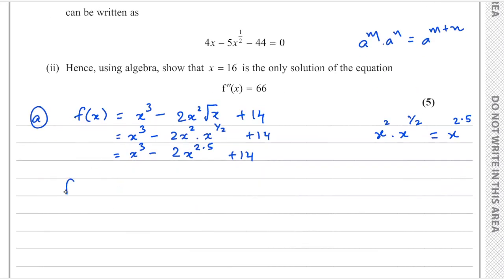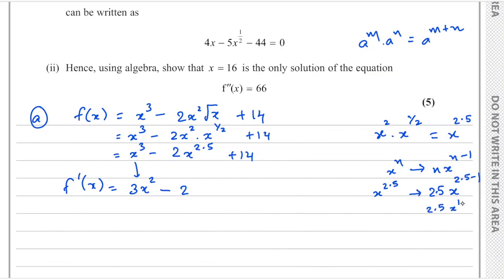Now we take the first derivative. So the derivative of x cube is 3x to the power 2, and for this one, we know x to the power n, the derivative is n x to the power n minus 1. So I'll just write it down separately for that particular portion, so there won't be any doubt. Here n is 2.5 for the second term, so that will be 2.5 x to the power 2.5 minus 1, which is nothing but 2.5 x to the power 1.5. This is 2 times 2.5 x to the power 1.5. So we have 3x square minus 5 times x to the power 1.5. So this is the first derivative.